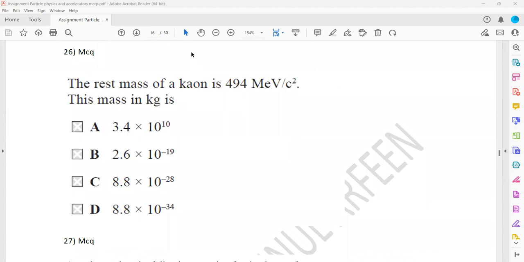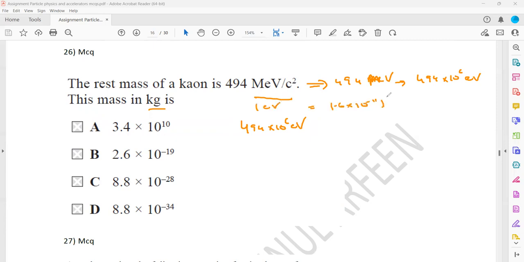In question 26, the rest mass of a kaon is 494 mega electron volt per c squared. What is the mass in kilograms? So mass in mega electron volt per c squared is actually energy in mega electron volt, so it is 494 mega electron volt. First, we convert the mega electron volt into electron volt, so it will be 494 times 10 to the power 6 electron volt. Then we convert it into joules. We have 1 electron volt equals 1.6 times 10 to the power minus 19 joules.